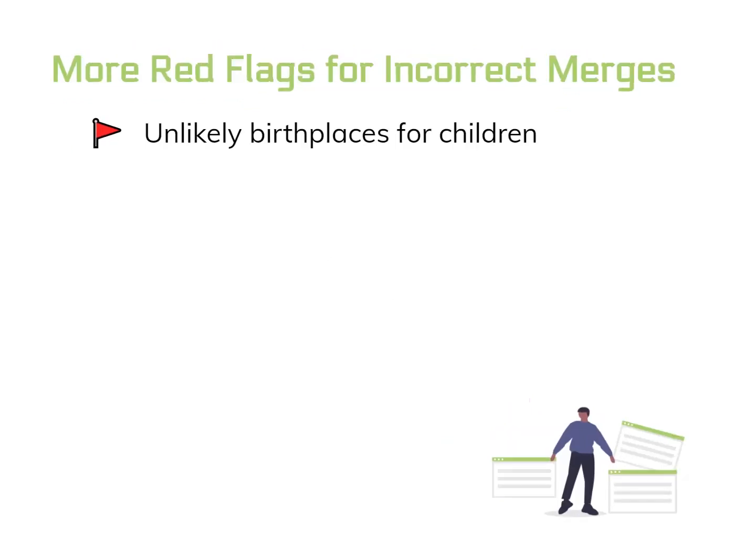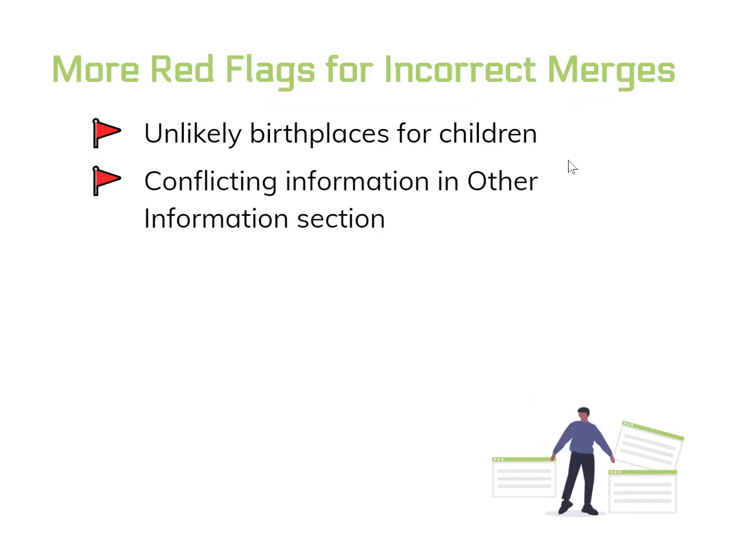What it turned out was that 3 families had been merged together, and there was a family with that name who lived on the West Coast, one who lived up north, and one who lived on the East Coast. So when you see unlikely birthplaces for children like that, that can be a red flag for an incorrect merge.